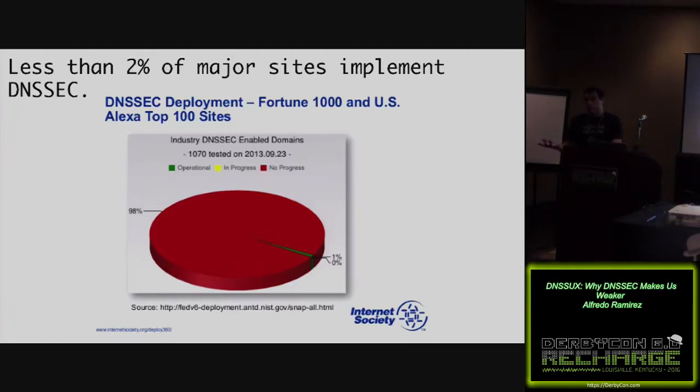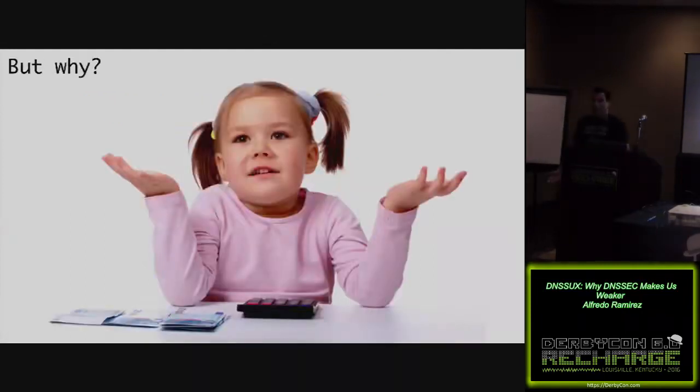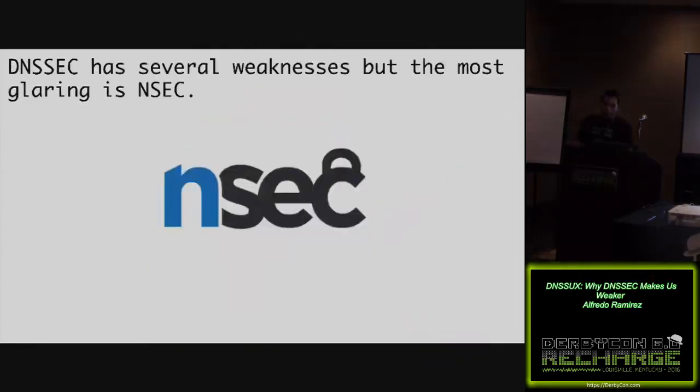Whoops, no, it turns out that like 2% of companies implement DNSSEC. If you look at the Fortune 500 or the Alexa Top 1000, nobody uses it. It's like 1 to 2%. And so the question is why? If the problem that DNSSEC solves is important and it solves it, what's slowing down adoption? Well, there's a lot of things, but the main thing we're going to focus on today is called NSEC.